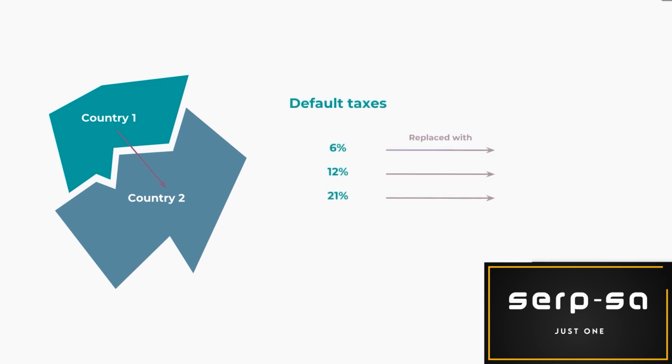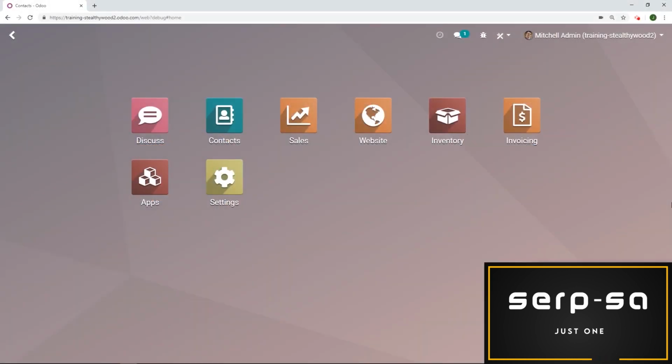To manage this in Odoo, I will use the fiscal position feature that allows me to apply the right taxes to all of my customers easily. Here, the 6%, 12%, and 21% tax rates are replaced with 0%. So let's check this out right now in my database. All right, here I am on my database.